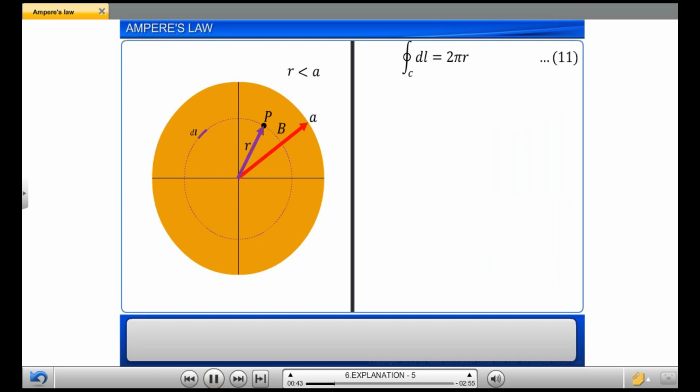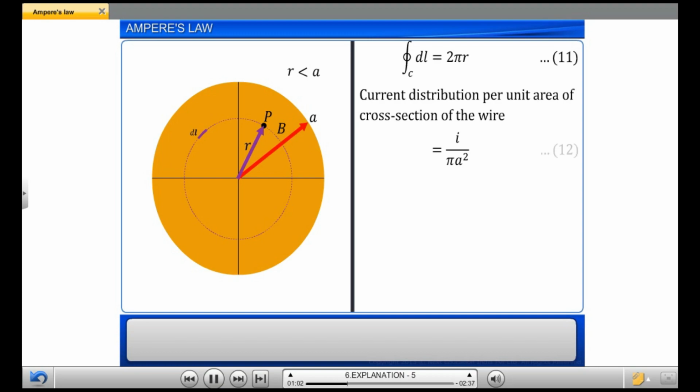The steady current passing through the conductor is I. Then the current distribution per unit area of cross-section of the conductor is equal to I by pi a square, where a is the radius of the conducting wire. Let this be equation 12. Then the total current enclosed by the Amperian loop, I E, is equal to I by pi a square into pi r square, where r is the radius of the Amperian loop. Let this be equation 13.